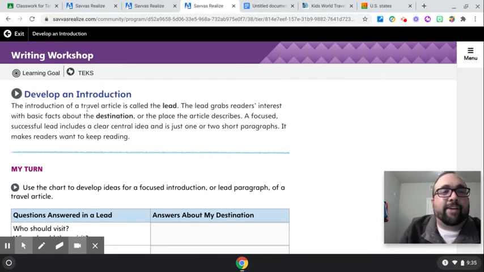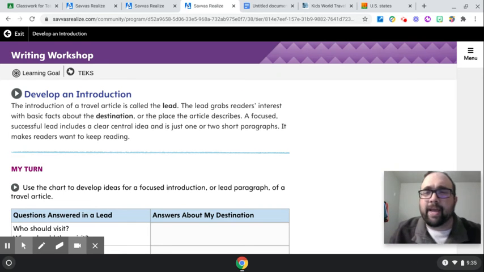The introduction of a travel article is called the lead. The lead grabs readers' interest with basic facts about the destination. Important. Or the place the article describes. A focused, successful lead includes a clear central idea and is just one or two short paragraphs. Okay? Not a lot. It makes readers want to keep reading.